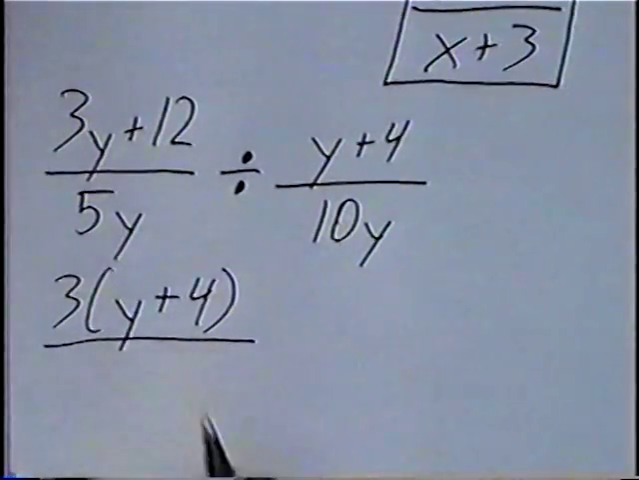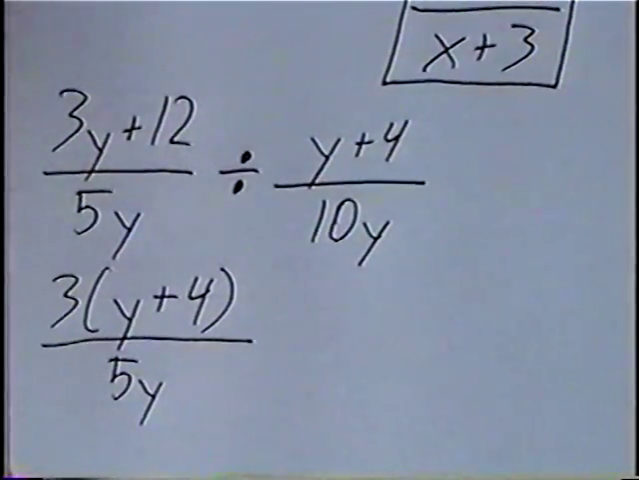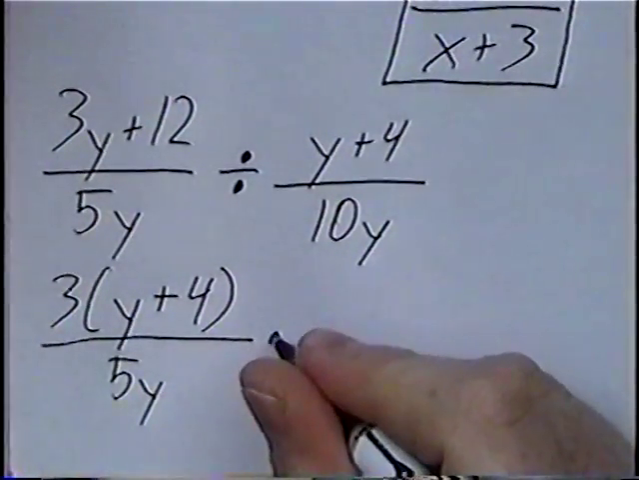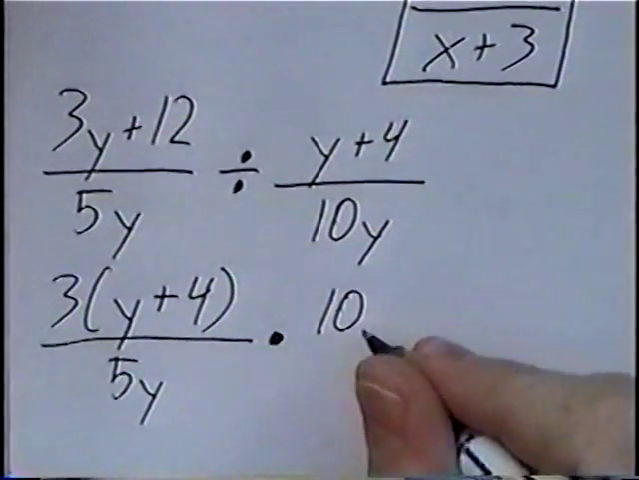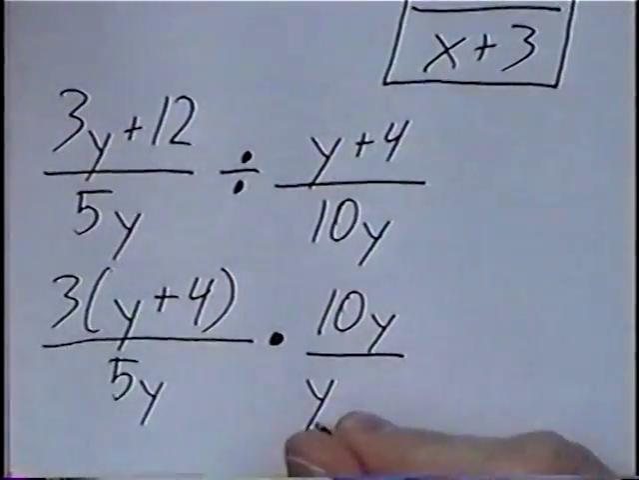Divided by, 5y stays the same, as it cannot be factored. Dividing again by a fraction, we can change to multiplication, and we'll end up flipping or taking the reciprocal of the second fraction. So 10y will become the numerator, and y plus 4 will be the denominator.